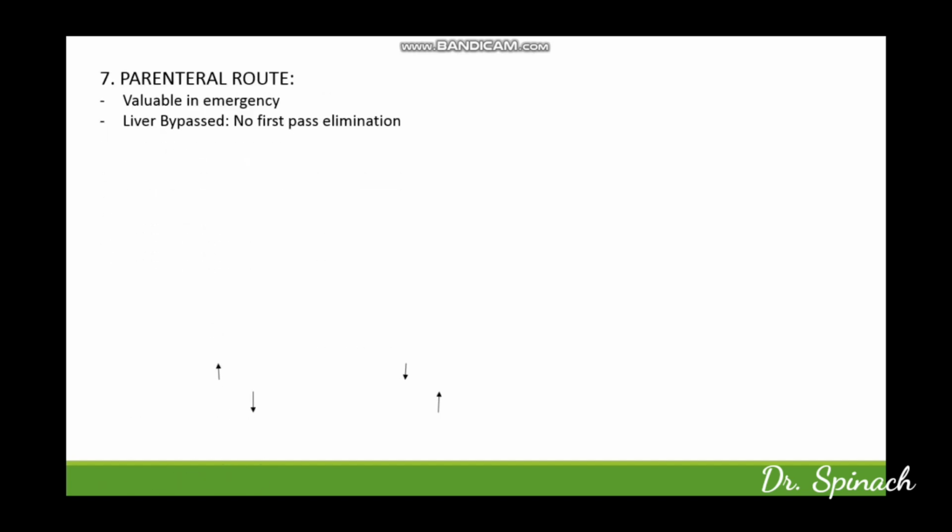The last one is the parenteral route. Conventionally, parenteral refers to administration by injection, which takes the drug directly into the tissue fluid or blood without having to cross the enteral mucosa. Par, that means beyond, enteral means intestinal. So you see, the drug action here is faster and surer. Therefore, it is valuable in emergency. Again, the liver is bypassed, so there is no first pass elimination.